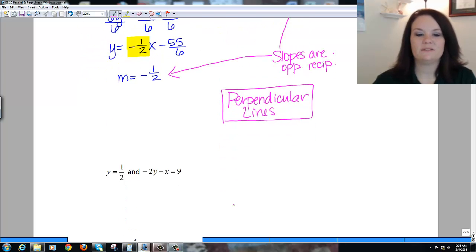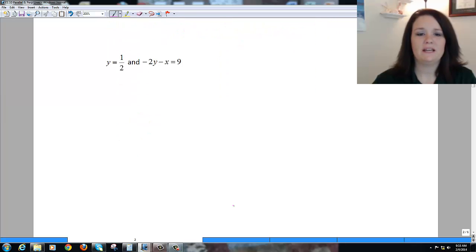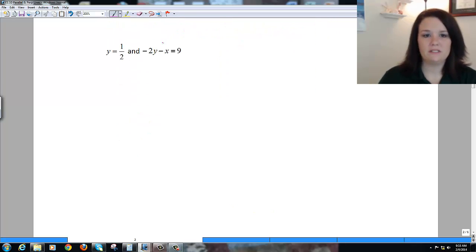On this next one, I want to determine if these two lines are perpendicular, parallel, or neither. So again, I need to make sure that they're both solved for y. Now notice this first one, I have y equals 1/2. So it's already solved for y, but notice I don't have an x term. If I don't have an x term, the only way that that happens is if I had a 0 as a coefficient. Okay, so that means the slope of this line is 0 because I don't have an x term.